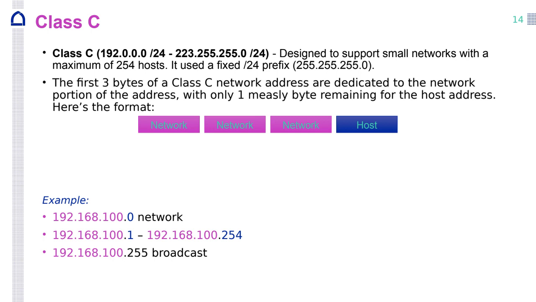So question: if I have an example network of 192.168.200.0, what is the range of IP addresses? It will be 192.168.200.1 to 192.168.200.254, and the broadcast will be 192.168.200.255. Any questions about this?